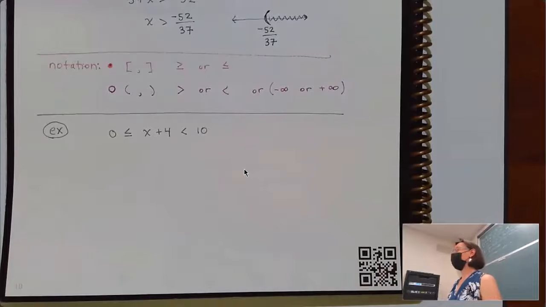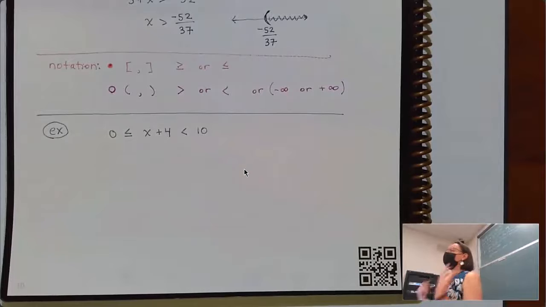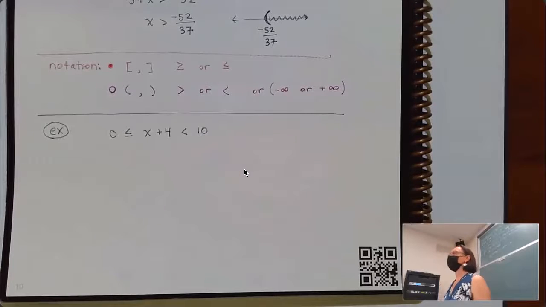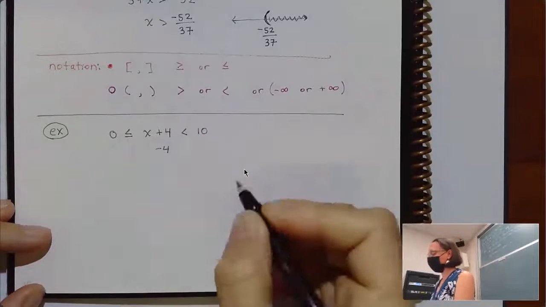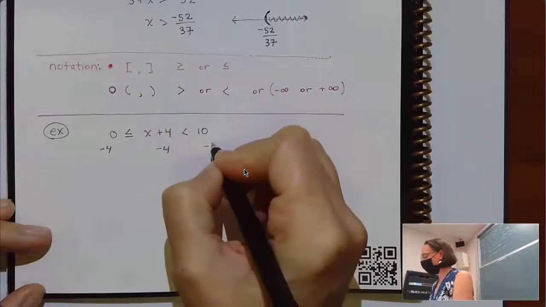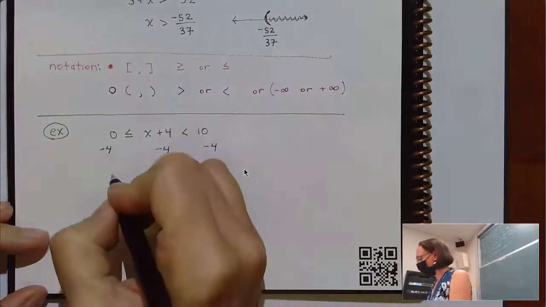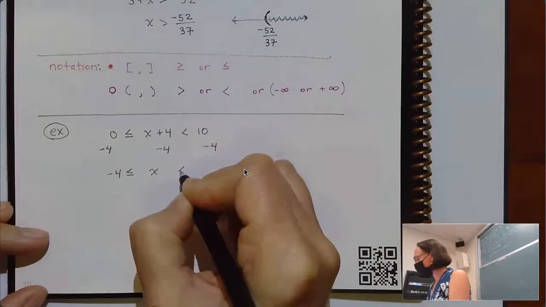Bottom line is, if I'm asked to solve this for x, meaning to get the x by itself, we have 2 pieces to the inequality. But the same sort of rule holds that as long as I do the same thing in each of our three pieces, we won't have changed the problem. So I'm going to go ahead and subtract 4 in the middle to get the x by itself. And that means I have to subtract 4 on both of the sides. 0 minus 4 is going to leave me with -4, less than or equal to x, less than 6.